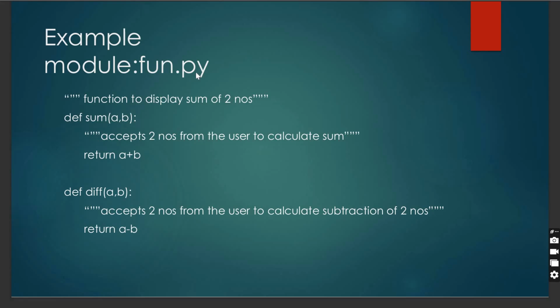For example, we have fun.py. This is the name of the Python file, and we have two different functions here. One calculates the sum of two numbers and one calculates the difference of two numbers: return a plus b and return a minus b. So we have two different functions, sum and difference.